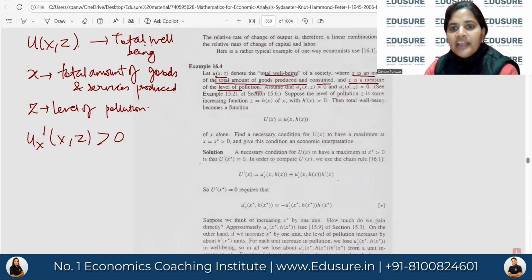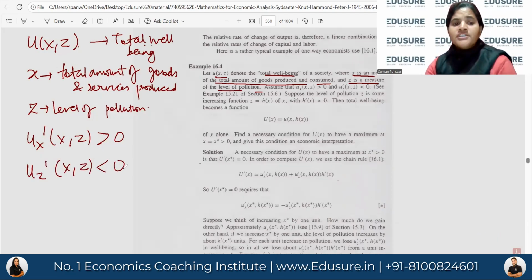Okay, and they are telling you to assume that U_z(x, z) is less than 0. This is also logical. It is saying that as the level of pollution increases, the total well-being of the society should decrease because you become unhealthy.